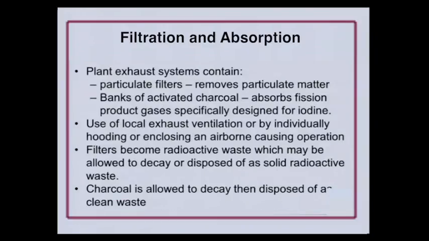Filtration and absorption, we've already talked a little bit about the filtration. All of the plant ventilation will eventually go through some level of filtration prior to being exhausted into the environment. Those units that exhaust radiologically controlled areas have a combination filter and charcoal bank, and that's where the absorption comes in. The filter is there to pick up any radioactive particulate that may be entrained in the air. The charcoal bank is activated charcoal, and it is there to absorb any radioiodine that may be in the air.